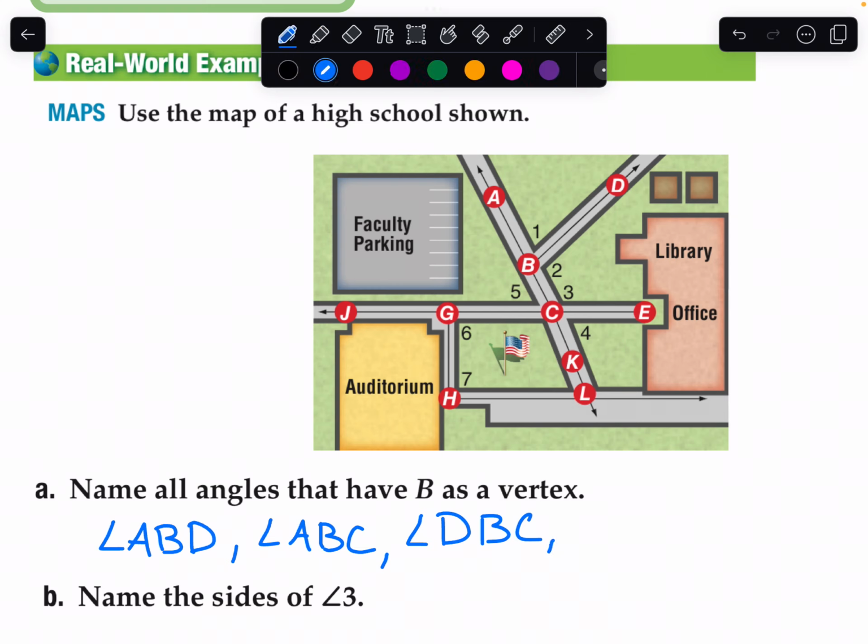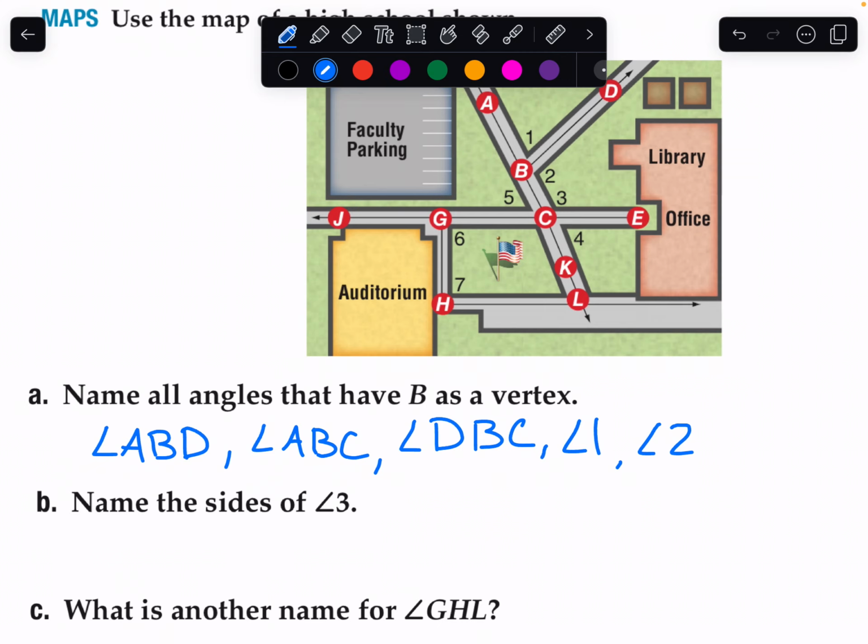We can also use the numbers. Notice angle 1 and angle 2 are different names for ABD and DBC respectively. How about the sides of angle 3? Angle 3 is found right here. We'll trace that out, vertex at C. So the sides would be C to B, a ray starting at C going through B, and ray CE.